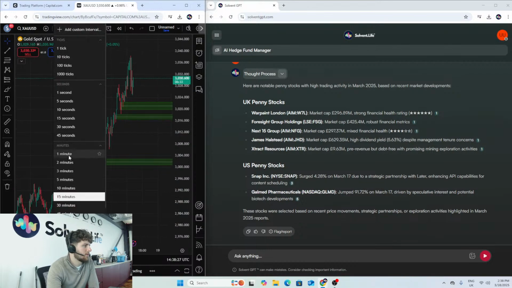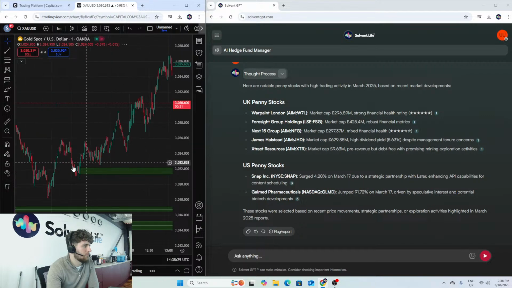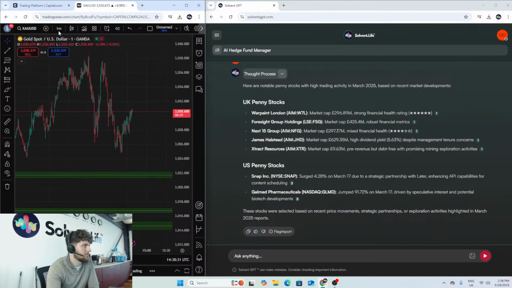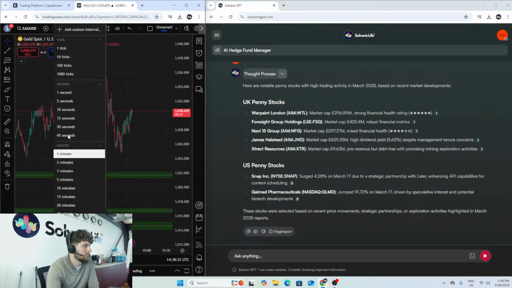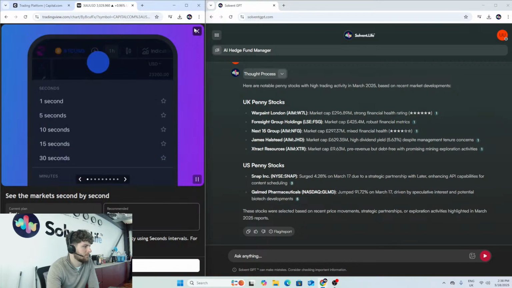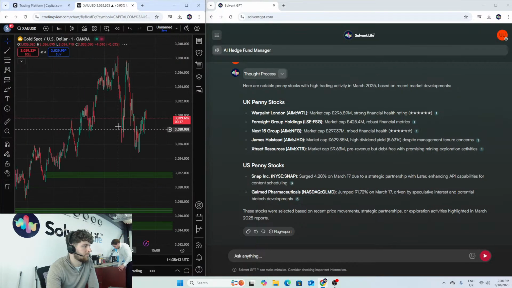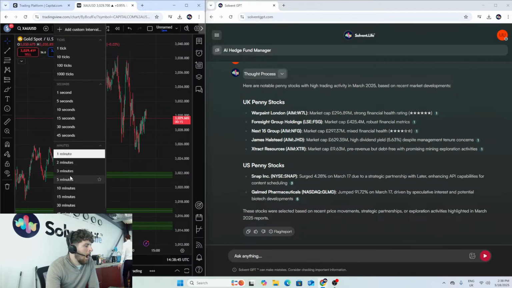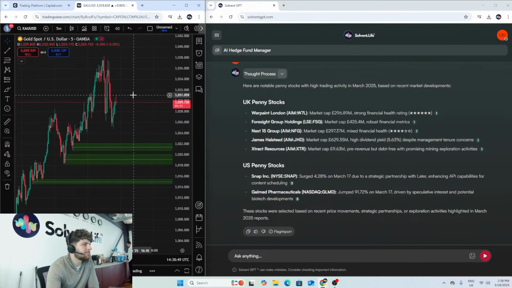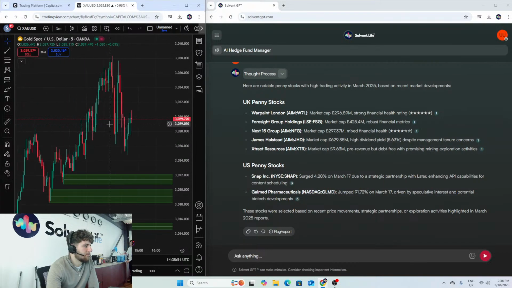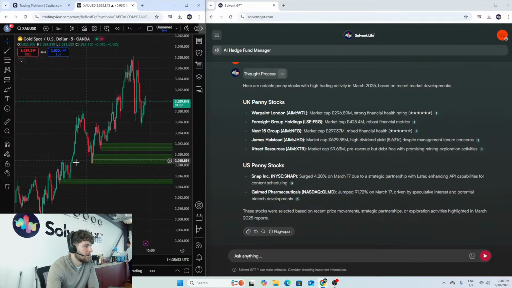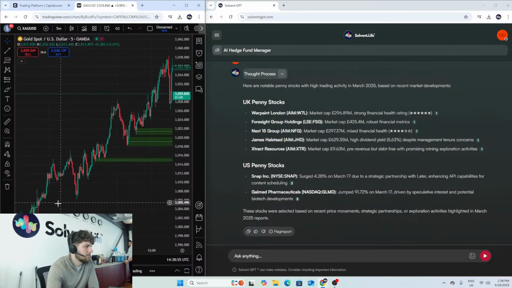It's going to a 15. Order blocks here. 1 minute. Order blocks here. So we could potentially think about taking a trade here on gold.